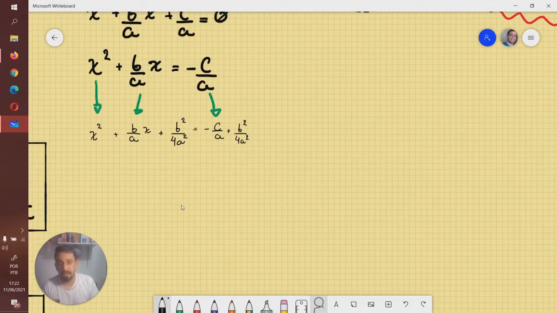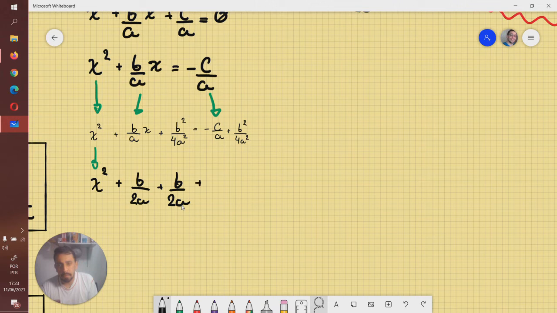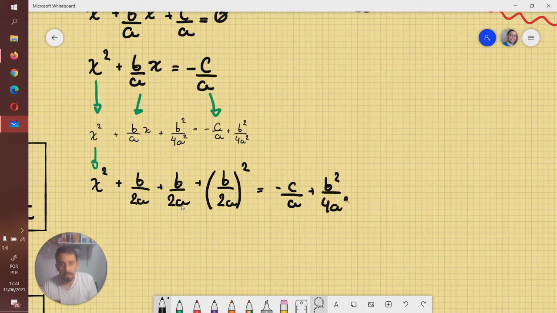See if you understand, I think it's better. If you don't, we can discuss this during the classes. Take a look. X squared will be kept like this here. We're going to have b over 2a plus b over 2a plus, and then I'll have exactly b over 2a now squared equals to whatever I have on the other side without changing it, 4a squared. Okay, we are just rearranging the left side.